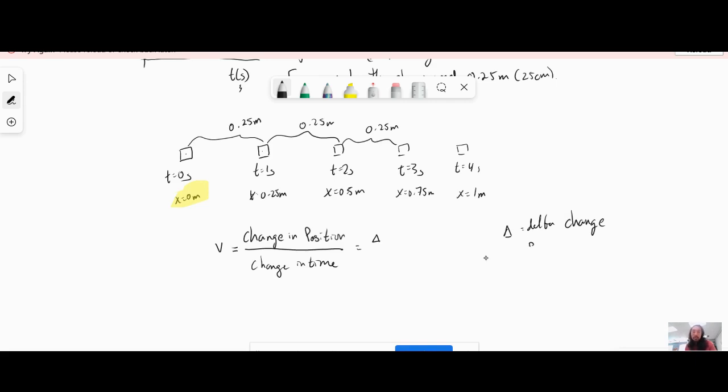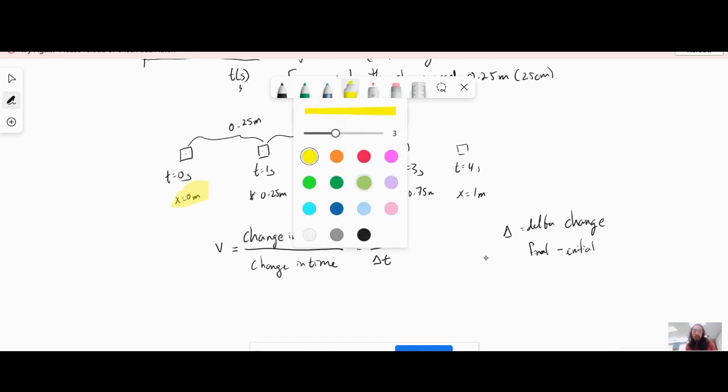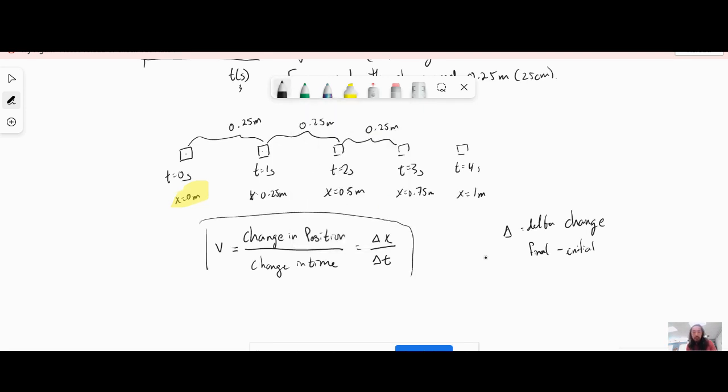Change means the final whatever, so in our case, it'll be final position minus the initial position. So it will be the change in position, which we represent as x, over the change in time. So this is our very first definition for our physics course. So let's put a little box around that. Congratulations. We just started our journey.